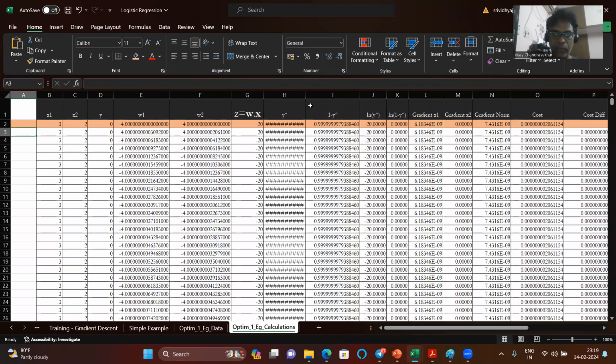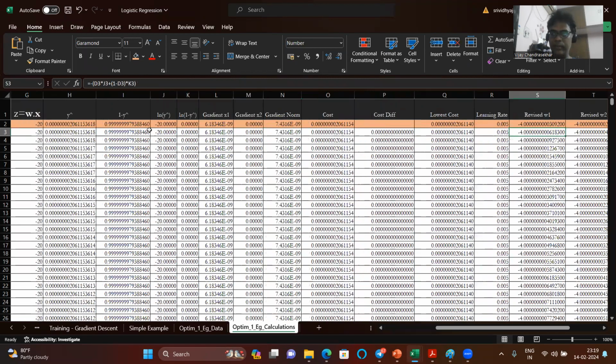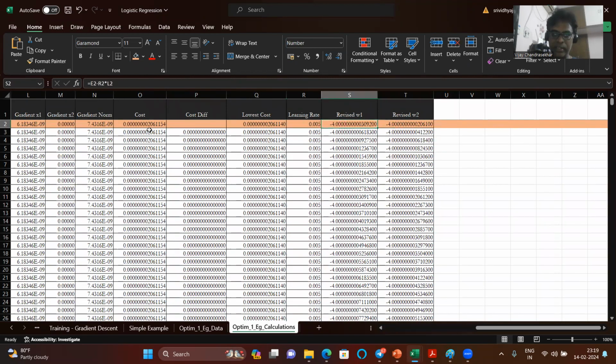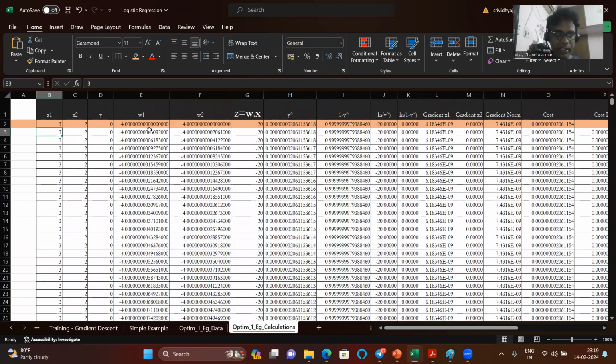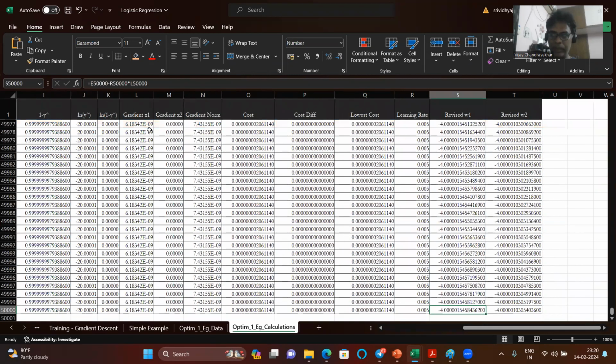So if you look at the next row, this is nothing but the revised number. This is actually S2 and T2, right? So if you look at this formula, it's S2 and T2, and I repeat the same process again, all the way. I do it about 50,000 times here.